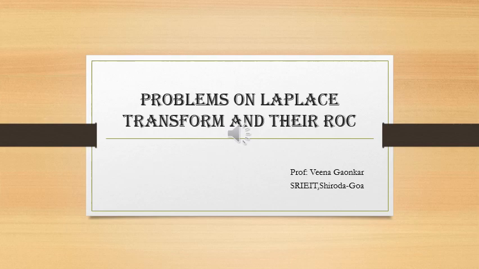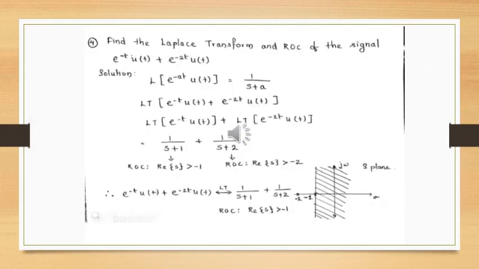In this lecture, we will solve some more problems on Laplace transform. In this problem, we need to find the Laplace transform and the ROC of the signal e raised to minus t u of t plus e raised to minus 2t u of t. Considering a reference formula, we have Laplace transform of e raised to minus at u of t is equal to 1 divided by s plus a.